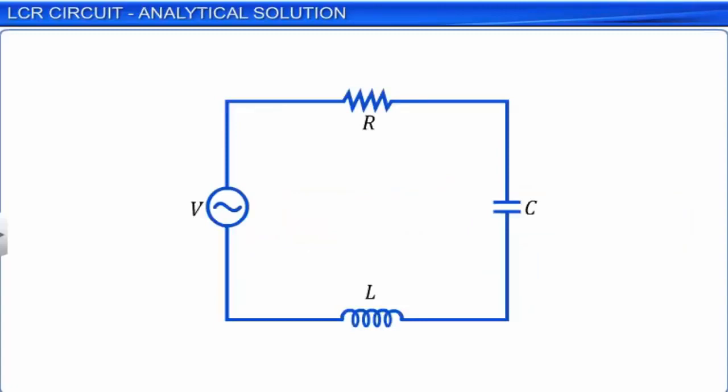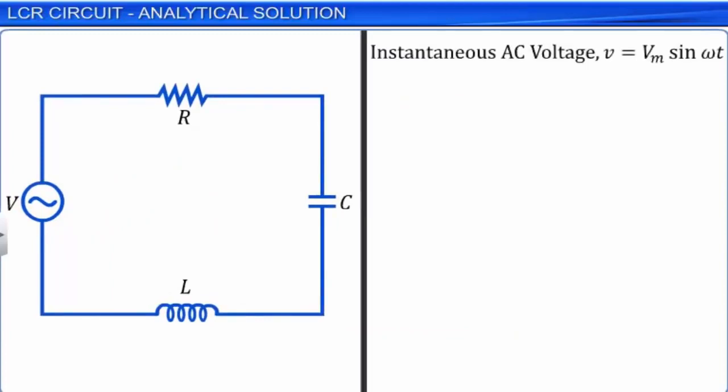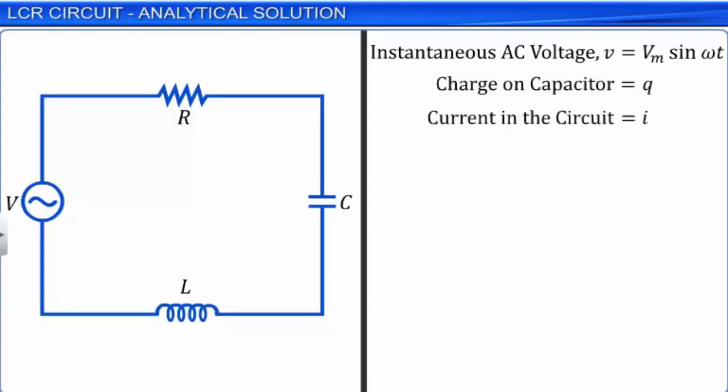Consider a circuit comprising a resistor of resistance R, a capacitor of capacitance C, and an inductor of inductance L connected in series to an AC source, which applies a voltage V equal to Vm sin omega t at any instant of time t. Here, AC voltage V is the instantaneous voltage existing in the circuit. At any instant of time, the charge on the capacitor is Q. The current in the circuit is I, and dI by dt represents the rate of change of current in the circuit.